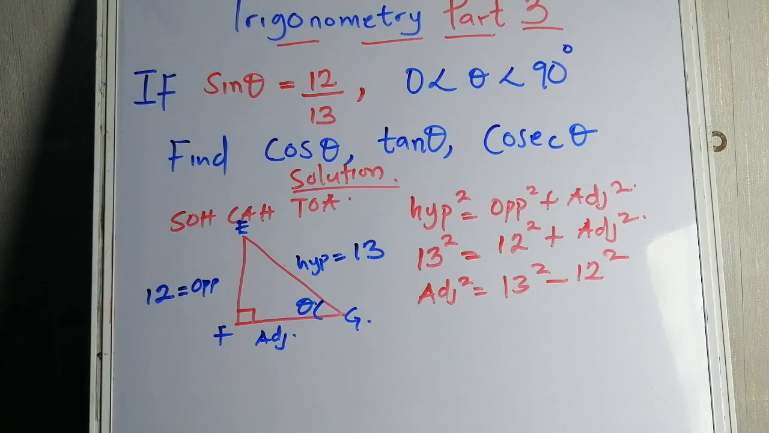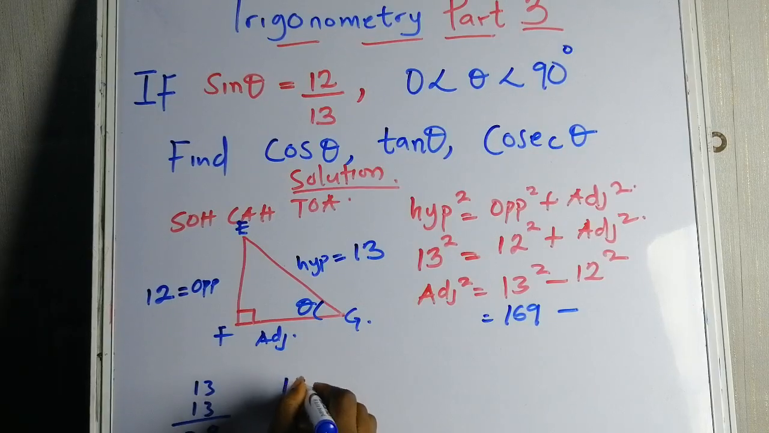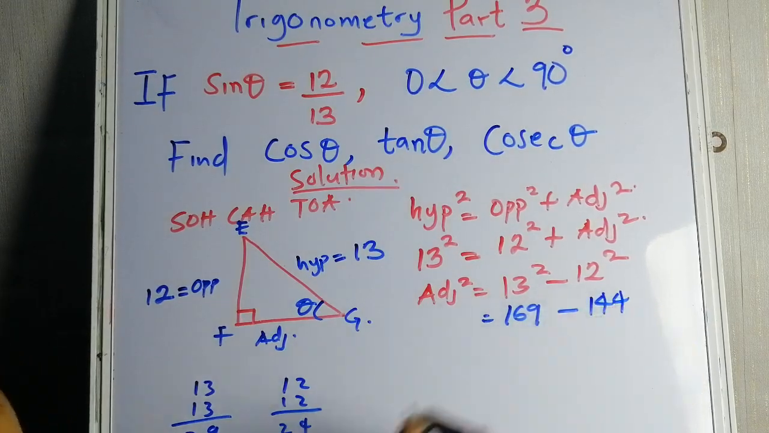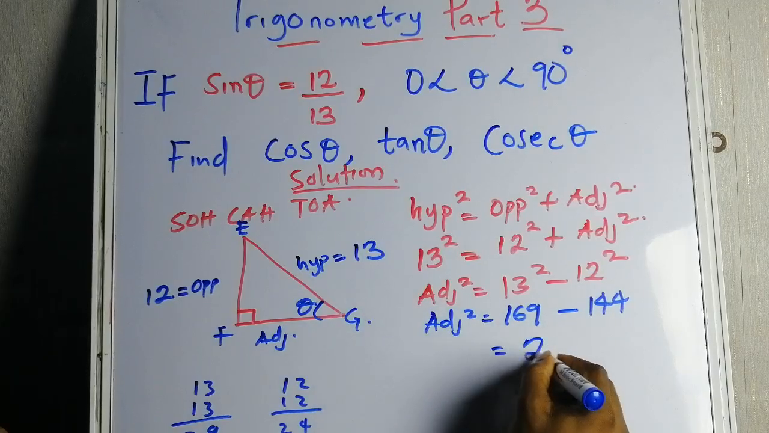I don't have a calculator, but I can quickly do this. 13 times 13: 3 times 3 is 9, and so on, giving 169. Minus, I can quickly do 12 times 12, which is 144. So I put my 144 here and subtract. This one is 5, and this one is 2. So if I subtract, it gives me 25.